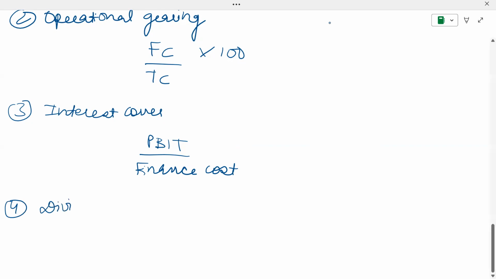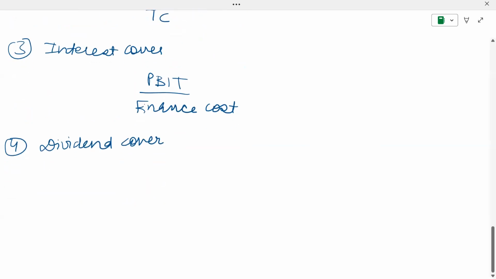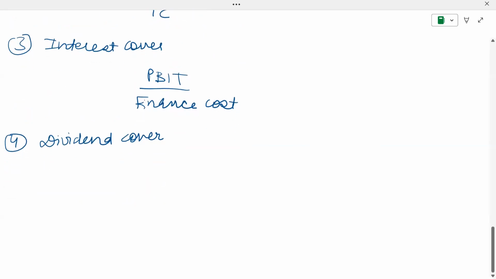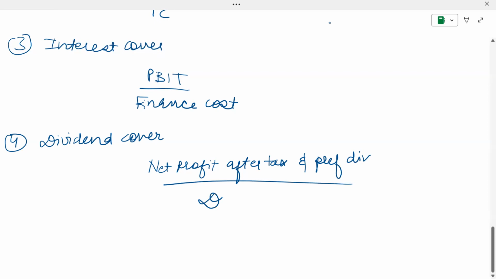Then dividend cover. Dividend cover gives you how many times your net profit after tax and preference dividends can cover the dividends that you are paying. So net profit after tax and preference dividend upon the dividend. This is also going to give you an answer in times.